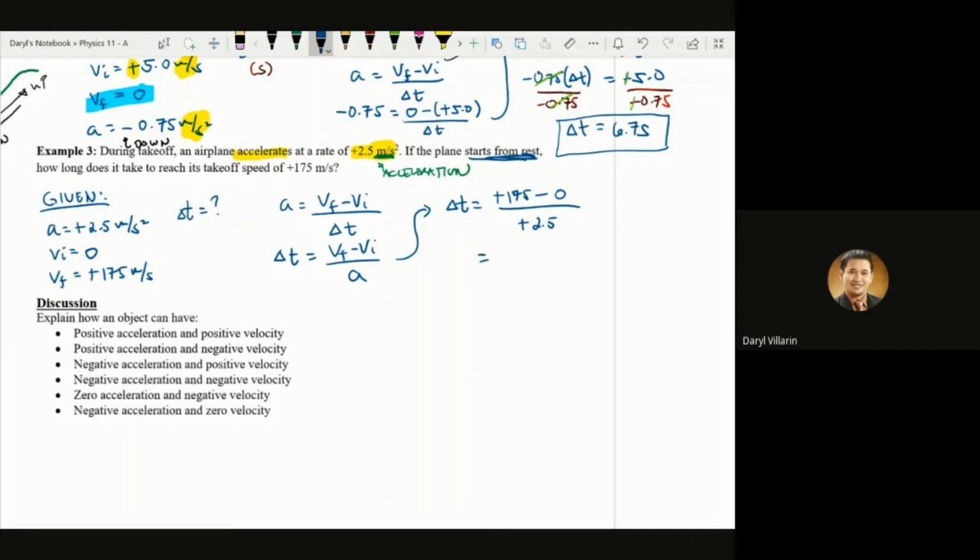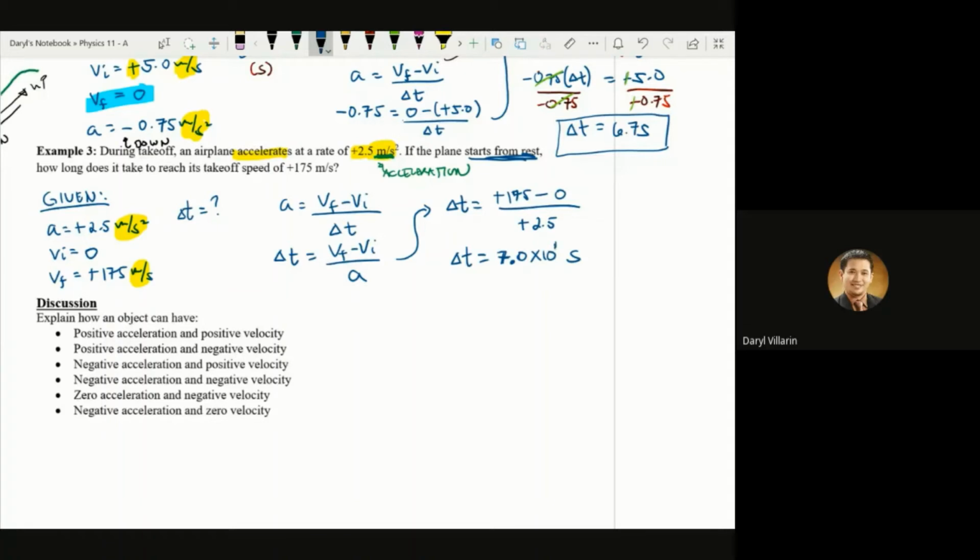Okay? And again, automatically, since the units are in the units of what I want, like velocity must be in meters per second and the acceleration is in meters per second squared, automatically the unit of time here should be second also. So if I'm gonna solve for that, this should give me, in 2 sig figs, 7.0 times 10 to the power of 1 seconds. Okay, in 2 sig figs.